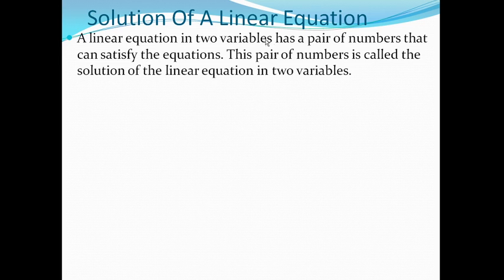Okay. Now, solution of a linear equation. We have already learned the definition of linear equation in two variables. Now we are going to study how to find the solution of a linear equation. A linear equation in two variables has a pair of numbers that can satisfy the equation. This pair of numbers is called the solution of the linear equation in two variables. That means we will have a pair of numbers that will completely satisfy the given equation, and this pair of numbers is called the solution of the linear equation.